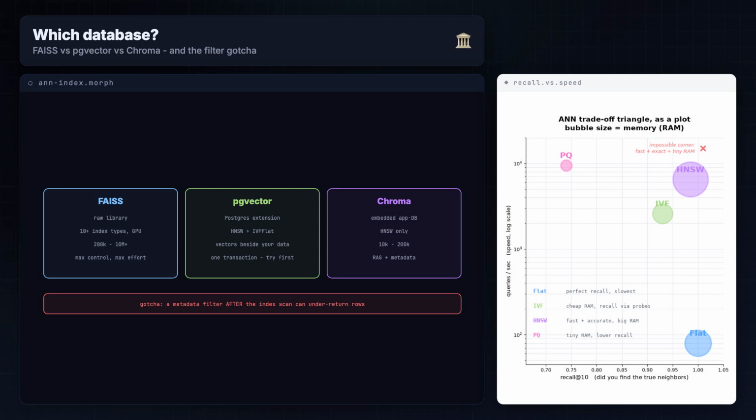Chroma is the friendly embedded option for 10,000 to a couple 100,000 vectors with metadata. And one production gotcha for all of them: filter by metadata after the index scan, and you can come back with too few rows. The scan didn't know about your filter.